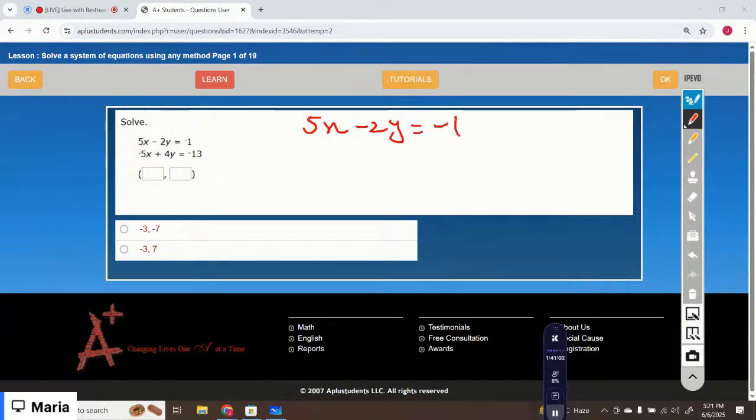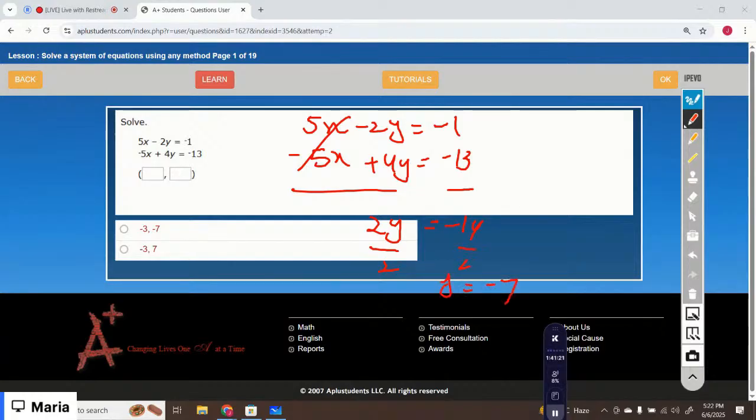We're going to use the elimination method, right? Because if we have equations like this, where one of the variables is eliminated, then you can use elimination. Adding gives 4 minus 2y equals negative 4, so y equals negative 7. We need to find the value of x. Put y equals negative 7 in whatever equation we want. 5x minus 2 times negative 7 equals negative 1.